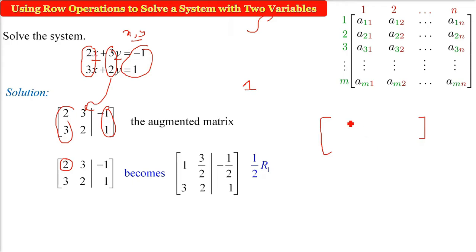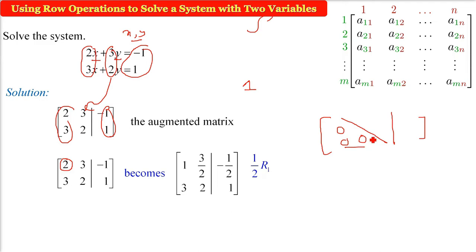So what we are trying to get is that everything on the left of the vertical bar, the diagonal should be 1 and the terms below this diagonal should be 0. So how to get the 0? First of all, we need to start with the 1.